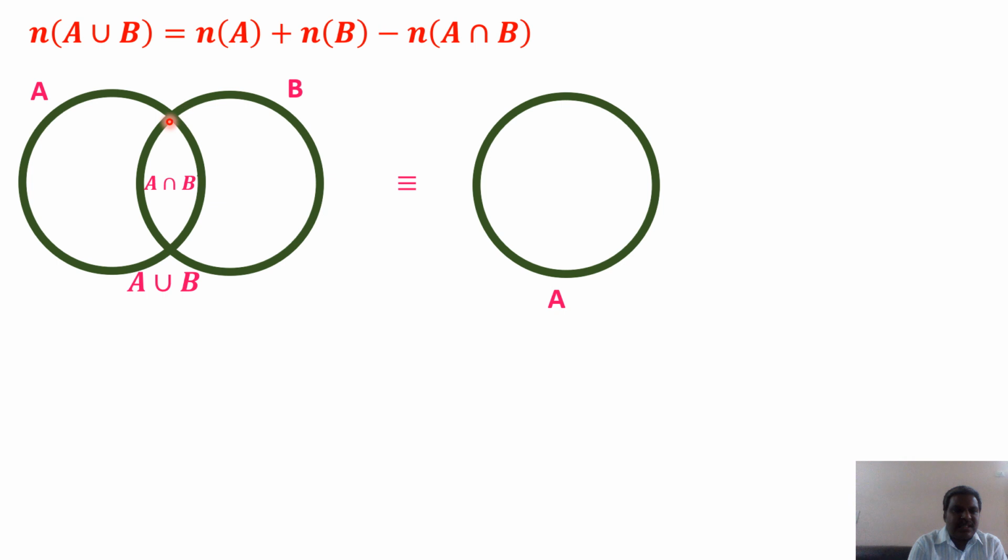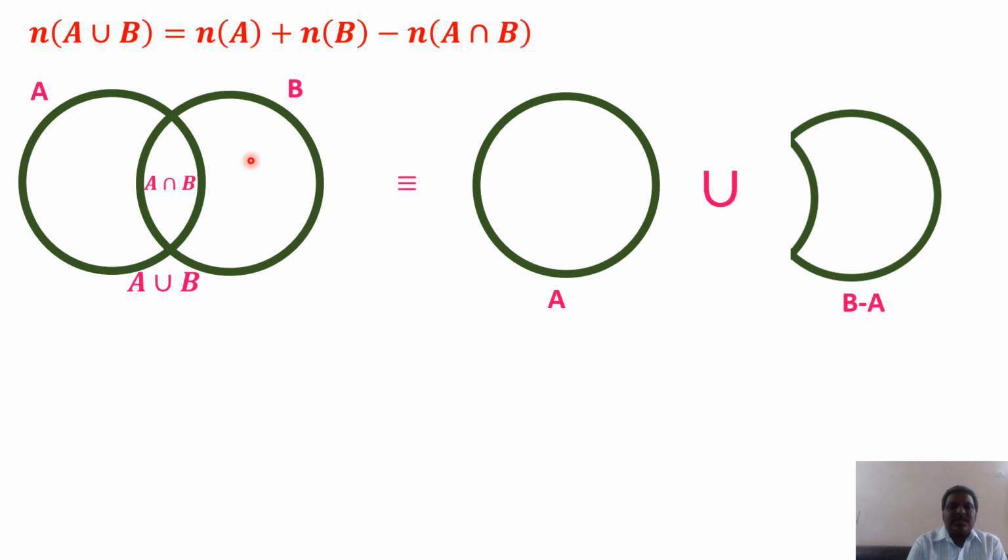As it is, I am taking set A and I am taking this portion only. What is this portion? This is nothing but B minus A. The elements which belong to B but not A are called B minus A. So I am taking A union B as A union B minus A, like this. This is the set of all elements which belong to B, not in A. So we can write A union B as A union (B minus A). This is the important thing here.